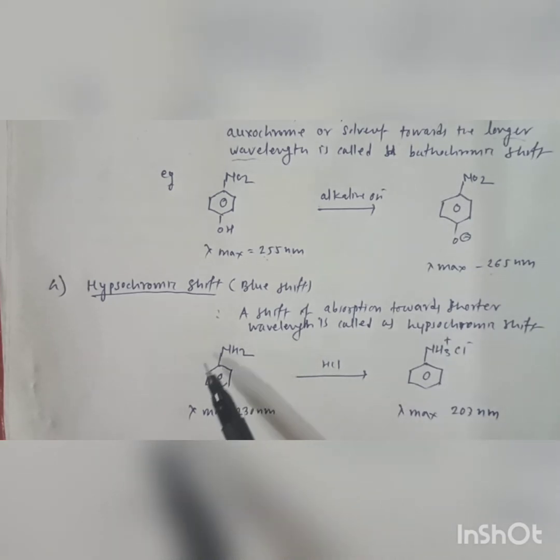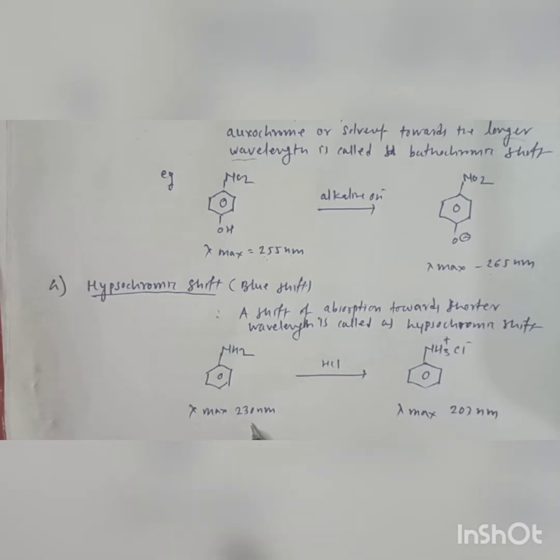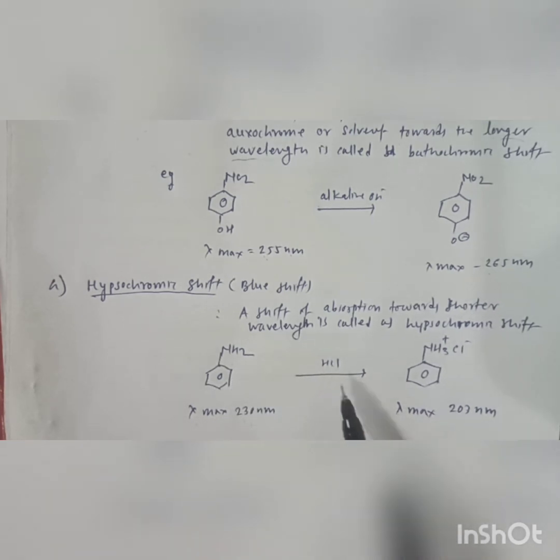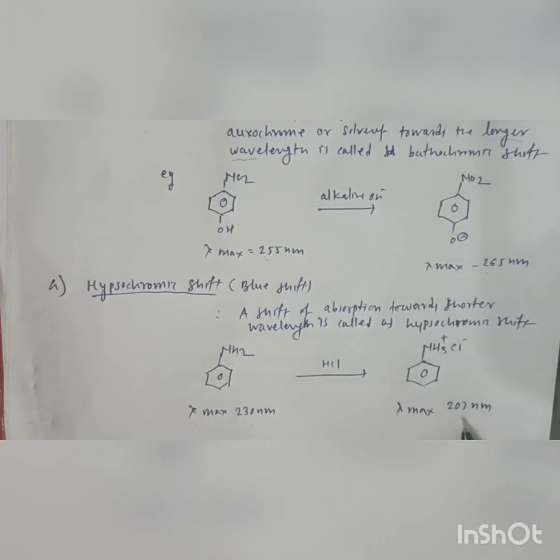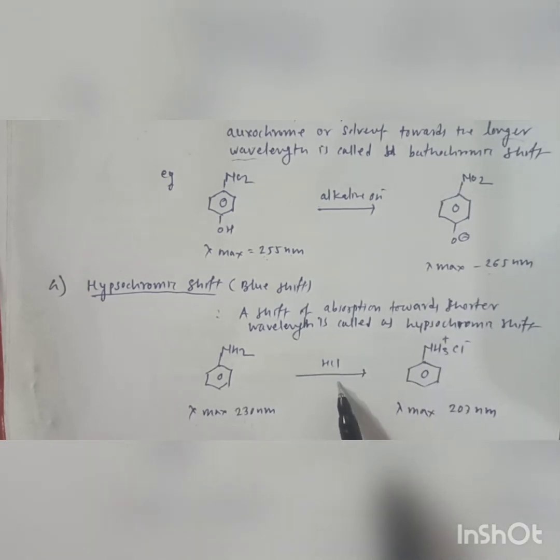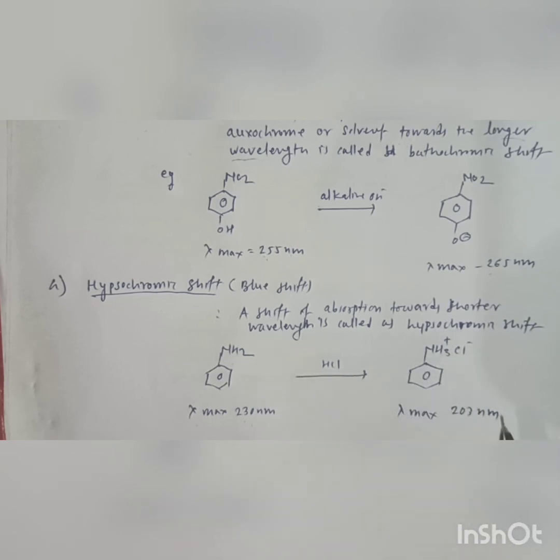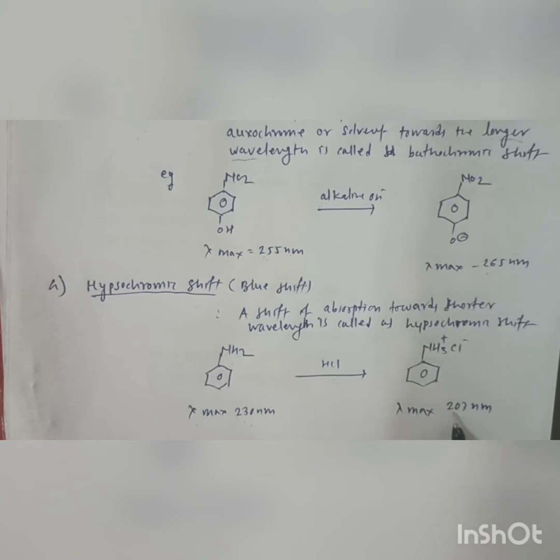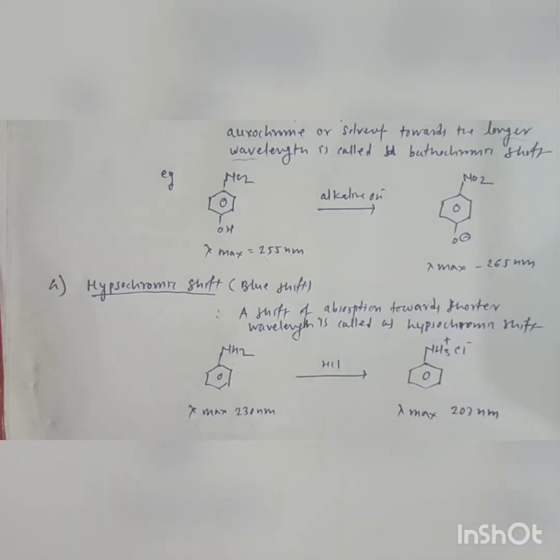Now see here, aniline was absorbing at lambda max 230 nanometer. So the absorption band is at 230 nanometer for aniline. But when you place it in acidic medium, lambda max becomes lower, meaning the same aniline on treatment with HCl will produce a salt, and that will absorb at shorter wavelength, lambda max 203 nanometer. So such a shift of band towards shorter wavelength is called hypsochromic shift or blue shift. So always remember these four terms: chromophore, oxochrome, bathochromic shift and hypsochromic shift.